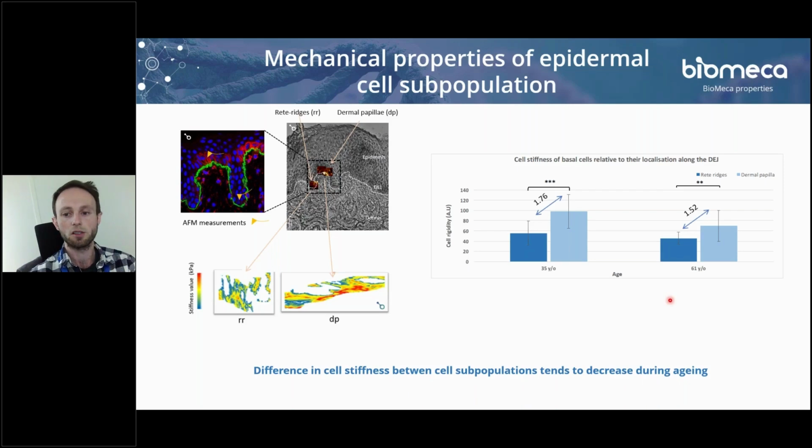In addition, the difference in cell stiffness between these two populations of cells tends to decrease during aging. Here, we can see that the ratio of stiffness between these two populations of cells decreases during aging. So this indicates that during aging, we have an alteration of the mechanical properties of the cells of the basal layer, as illustrated by this decrease of the ratio of the stiffness.